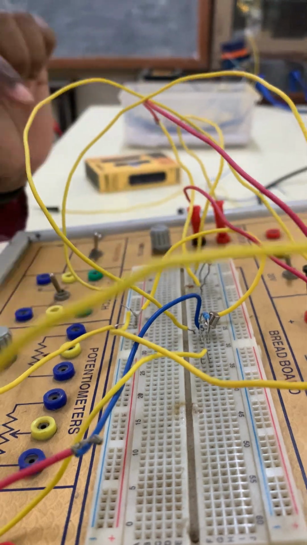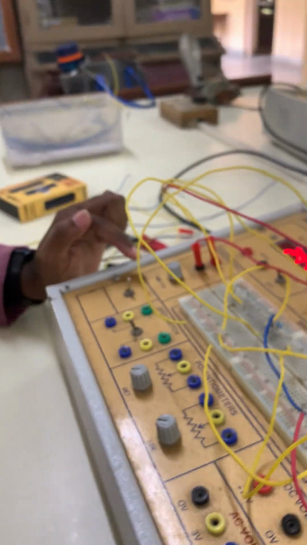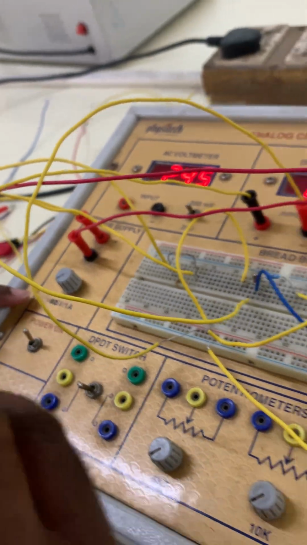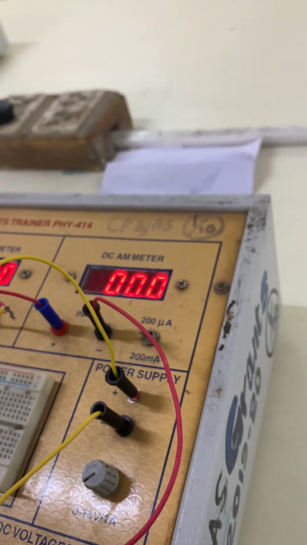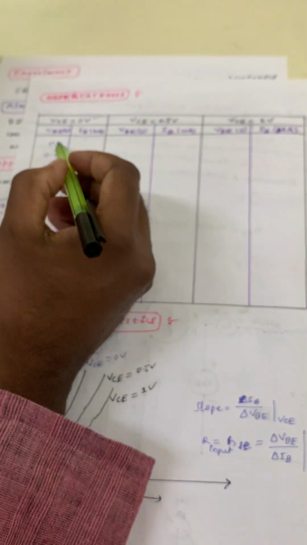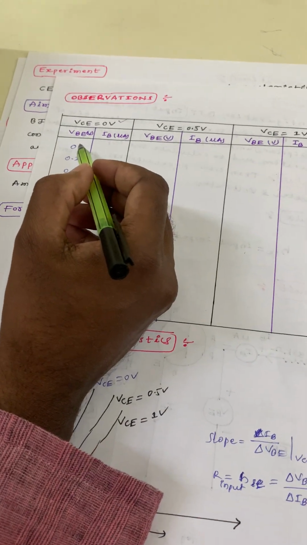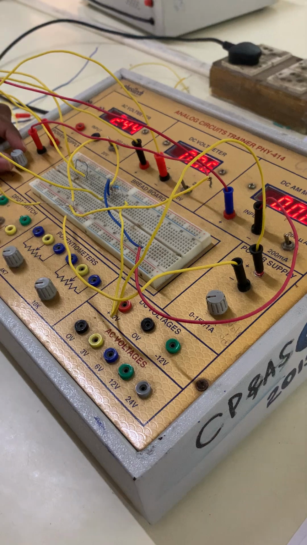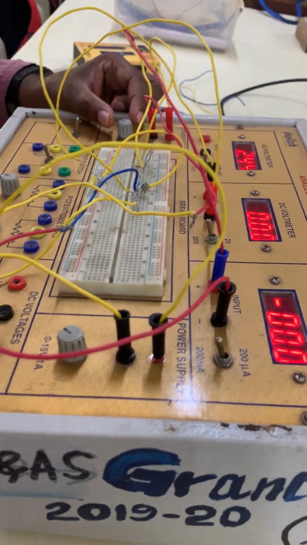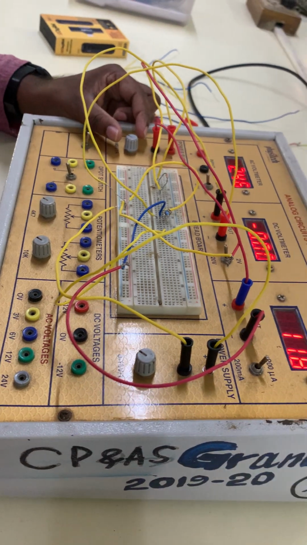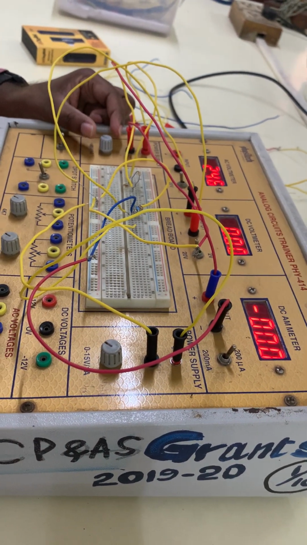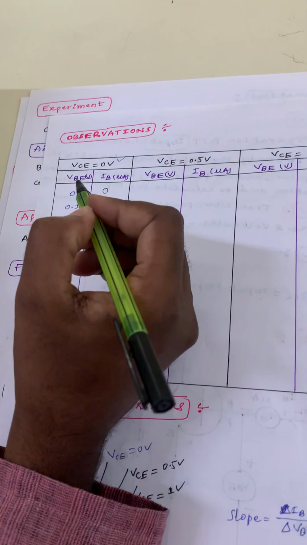Now you have to rotate this one. This is VBE now, input voltage versus input current IB. So that you have to see here. First you apply 0 volts here. How much current are you getting, so that in microamps you have to keep. For 0 volts you are getting the current as 0 only, right?